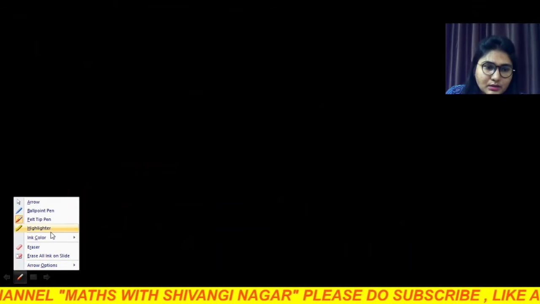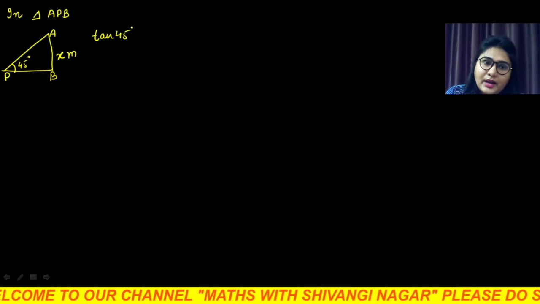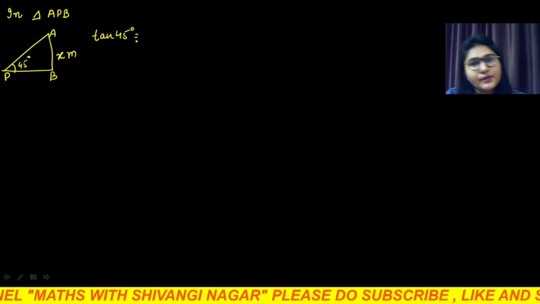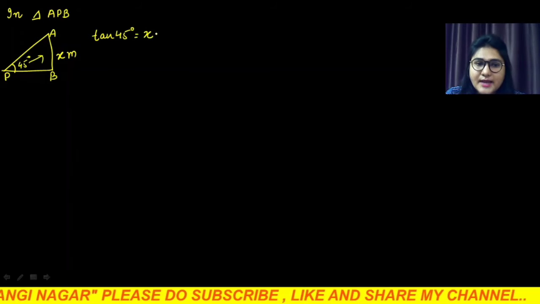So let's start. Let's change the ink first. In the triangle APB, here is the point P, this is the point B, and this is the point A. This angle of elevation was 45 degree, and we have taken this as x meter. So if we apply tan 45 degree here, what will we get? Tan 45 defines the opposite side of the angle upon the adjacent side. So what is the opposite side of this angle 45? It is AB, which is x meter.